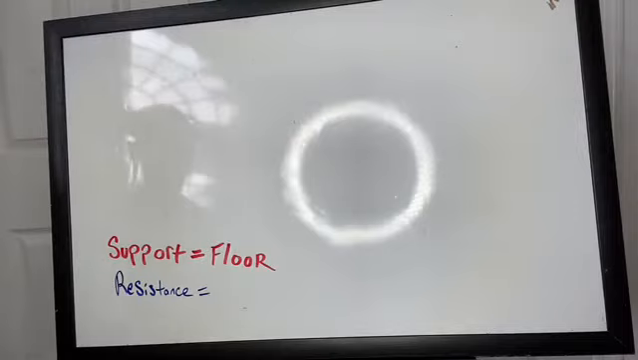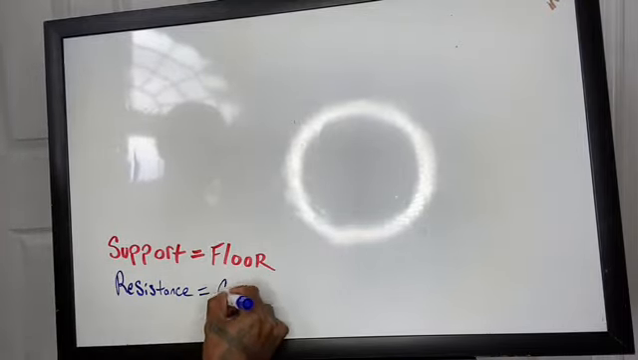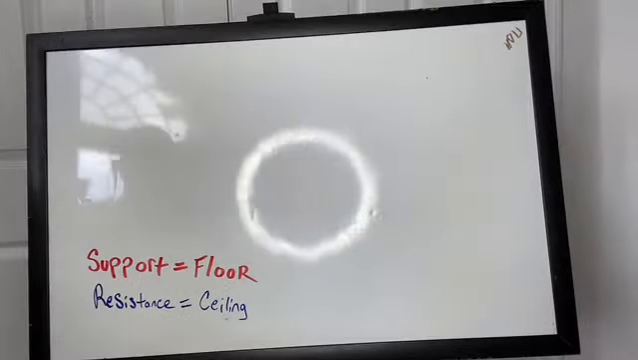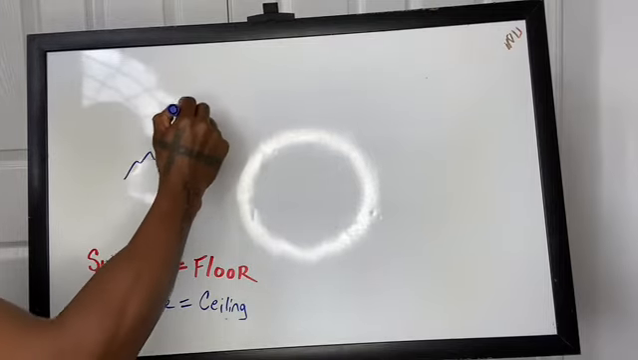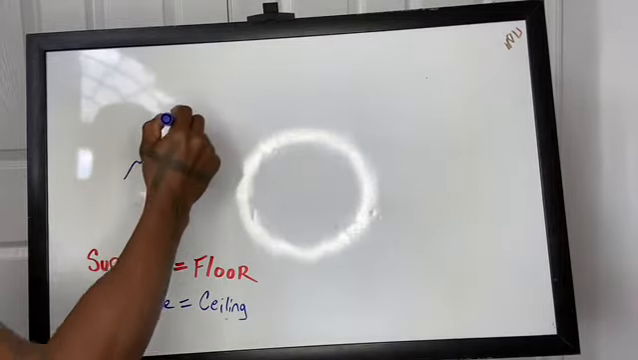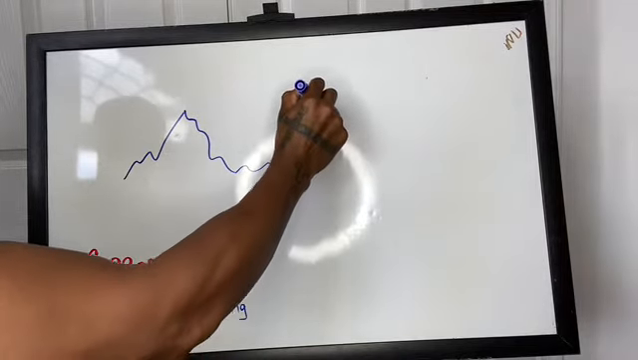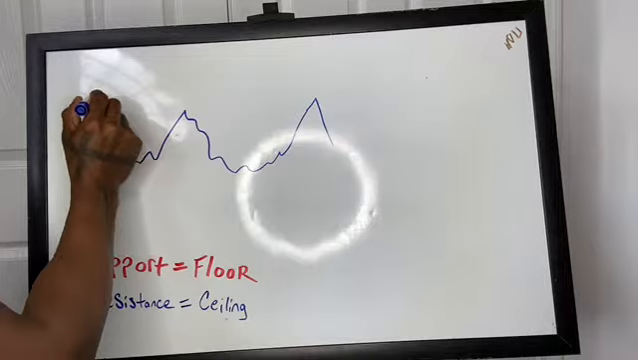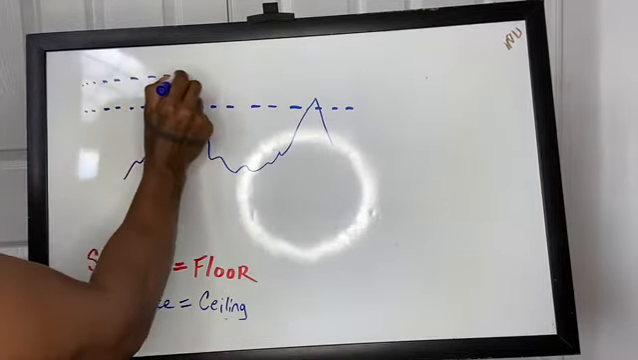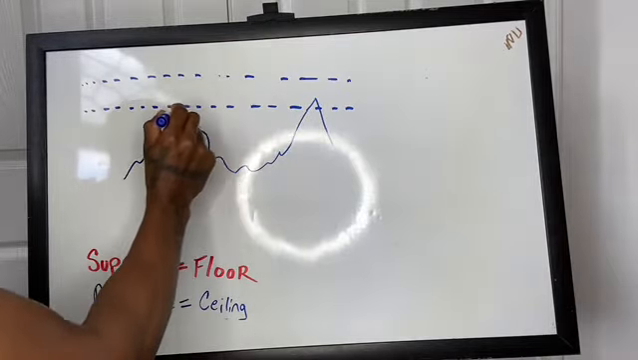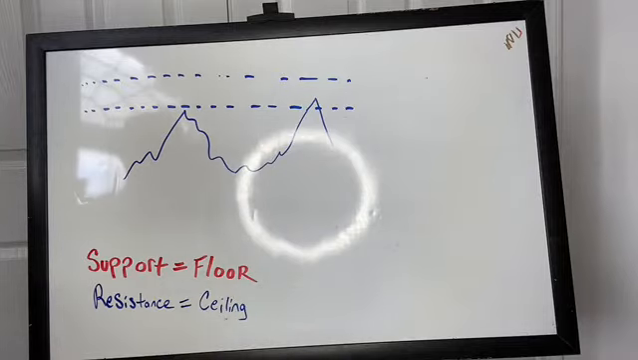So resistance is basically the opposite of support. If support is the floor, resistance is the ceiling. Resistance is definitely the ceiling. So the same way the market is going to move up, it's going to reach a point, it's going to drop down, and if it comes back up to that point, let's say it looks like that, this is an area of rejection. It rejected it once, it rejected it twice. This is an area of rejection.